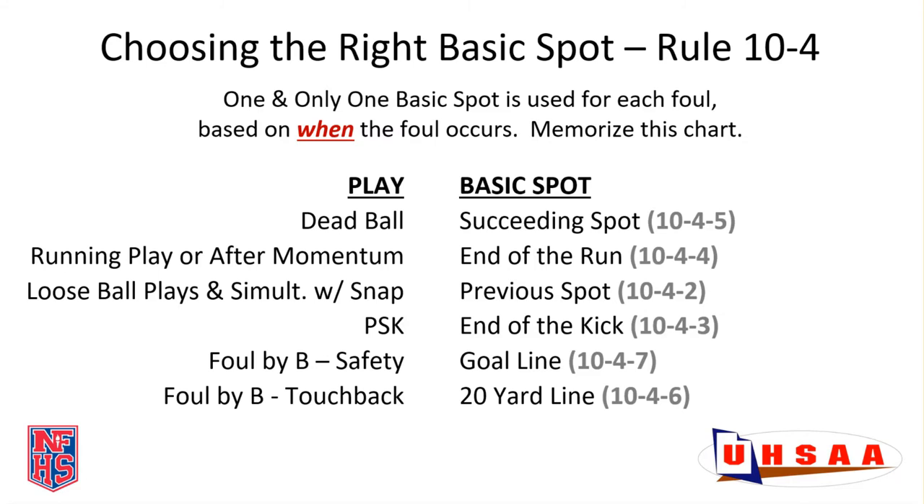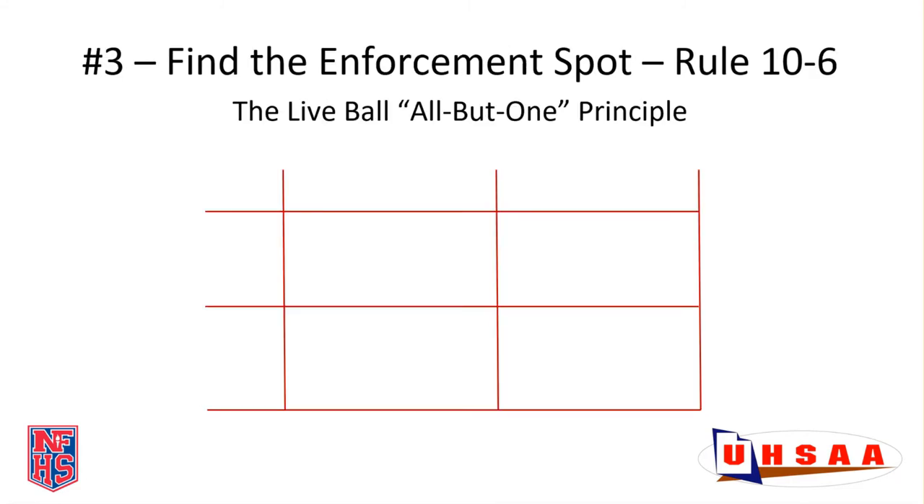It's a basic spot. You now need to figure out what the enforcement spot will be. This is done by applying the live ball all but one principle to fouls that are live ball fouls, or those that do not occur simultaneous with the snap. They are exempt from this process. But for all other fouls, Rule 10.6 covers the all but one principle. And I want you to think of it and learn it like this.